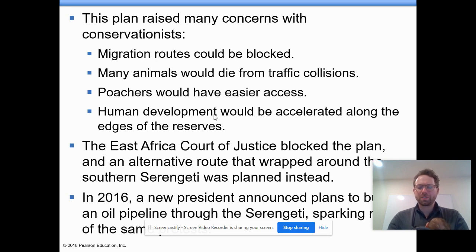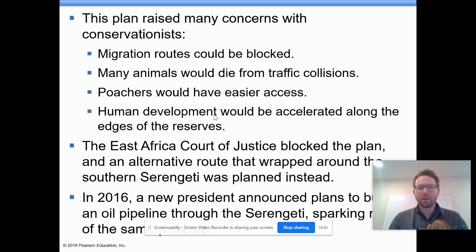It would also give poachers easier access. And poaching is the act of illegally killing animals for parts for sale and also for medicinal purposes. Human development as a result of the road would increase. Essentially, people would establish homes or businesses along the way. And the concern is that this would grow and grow until the population of humans would actually increase, which would impact the animals even further.